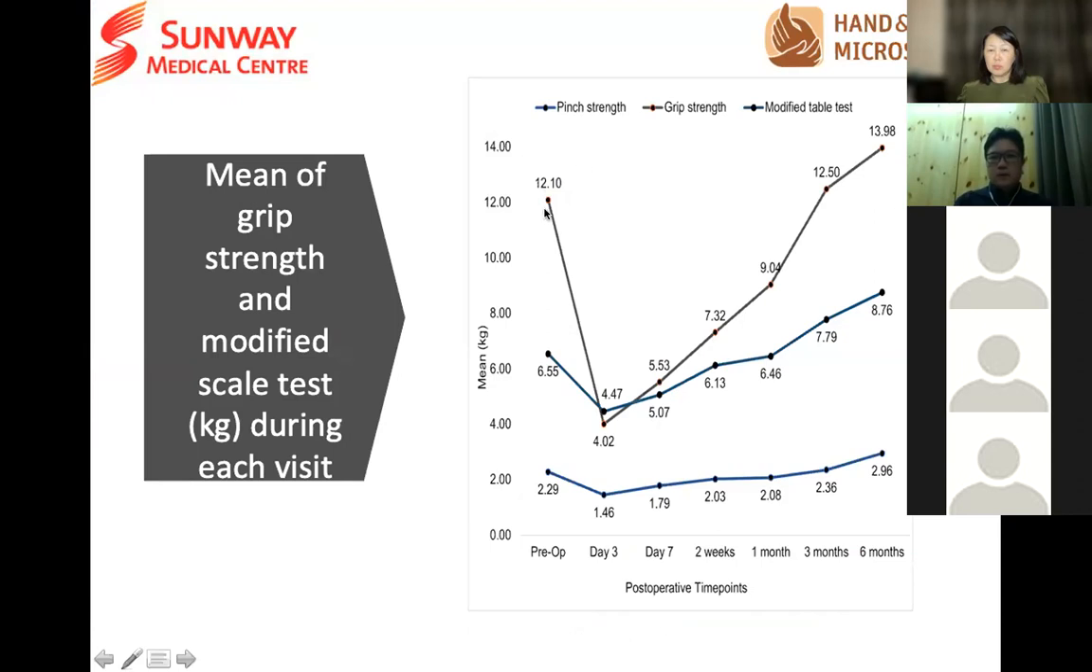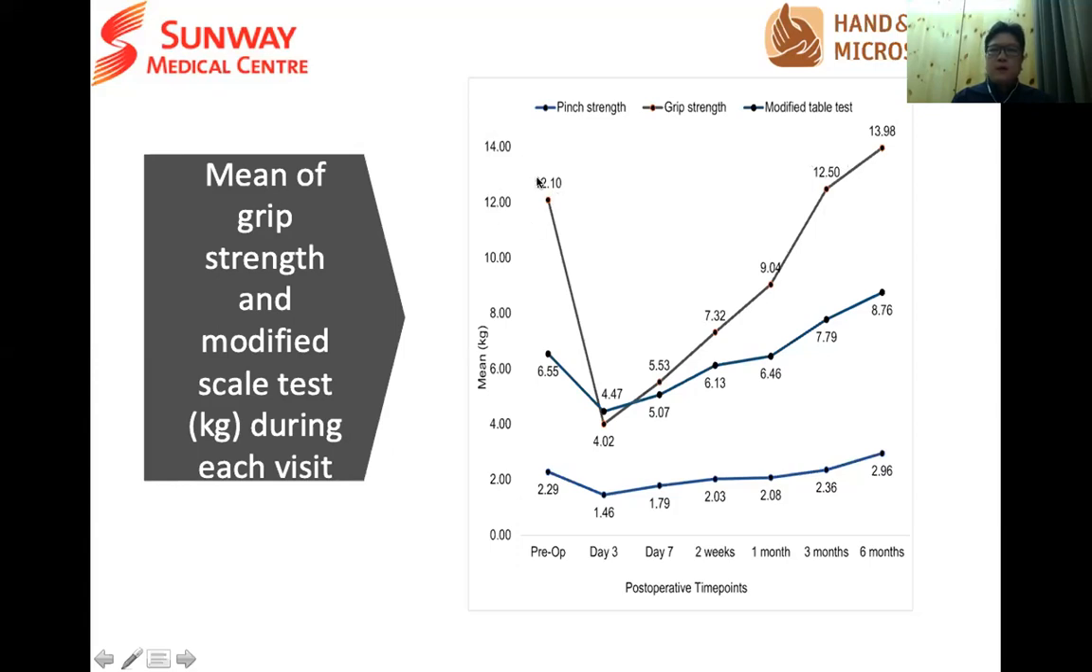So this is a study that we made, just recently accepted for publication about a month ago by the Journal of Hand Surgery America. And this is the graph to show the grip strength of 48 of our 50 patients, which we did in UM when I was still there. And this is the grip strength of all the patients, the mean pinch grip. So the first graph, this is the grip strength. So pre-op, 12.1 kilos. Post-op, of course, it drops immediately at day 3 to 4, and slowly increases over time. And if you look at this, at 3 months post-op, it's already better than pre-op grip strength.